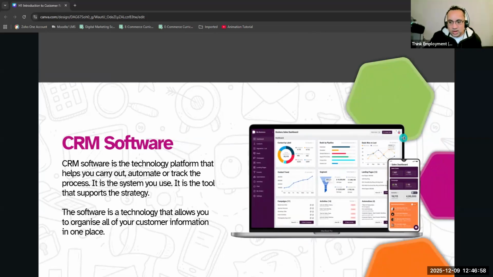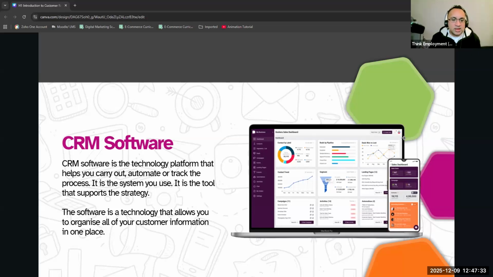It stores customer data in one place, helps automate tasks, email reminders, and lead tracking, tracks customer interactions and purchase history, and provides a dashboard for analytics reports. Think of the process that we were talking about as the recipe, and the software as the kitchen appliance. Okay. So the strategy or the process is now in the application. Rather than using 10 different applications, you're using one. So it's an all-in-one solution.